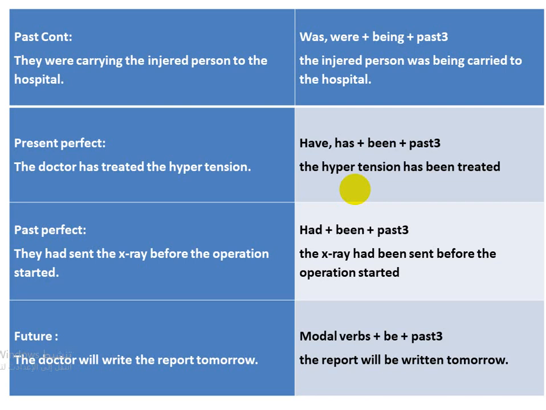Okay. We have a very small mistake in this sentence. Very small mistake: the full stop. This is two small mistakes. Capital T, because it is the beginning. What else? Full stop. Yeah, very good. Thank you very much. You have to change T into capital at the beginning of the sentence. The X-ray had been sent before the operation started.